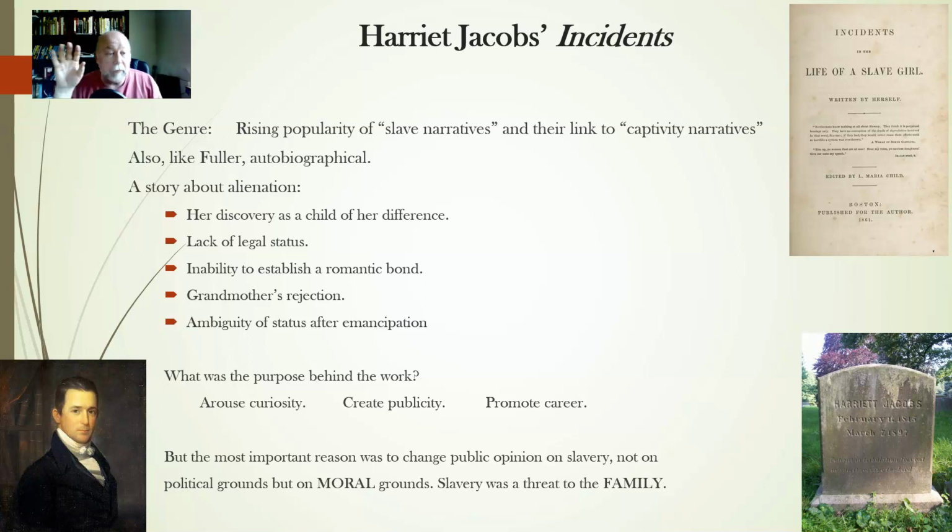But up to this point, the fascination with the lives of people who were enslaved, especially in the North, especially overseas, was very, very strong. Now let's talk a little bit about the story itself. This is really a story. I would say it's a sad story because it's about a sad part of her life.